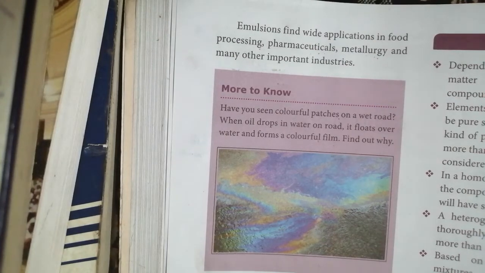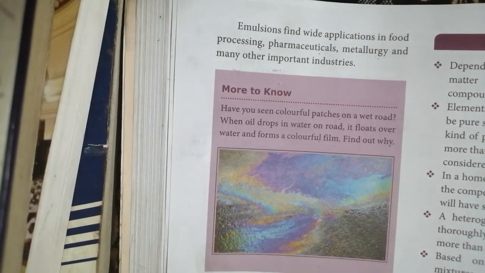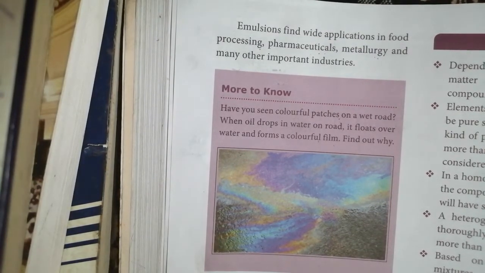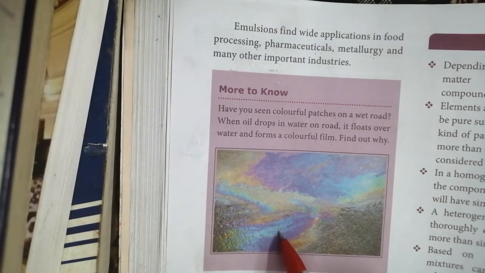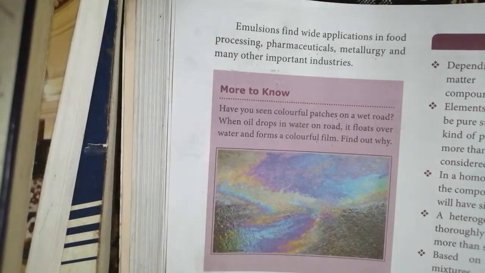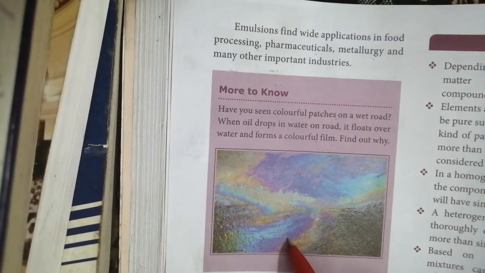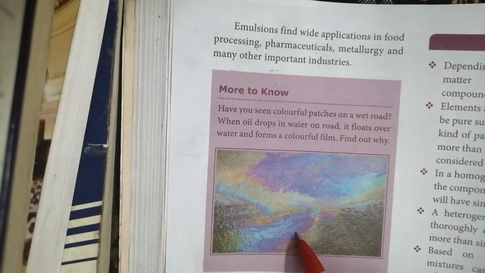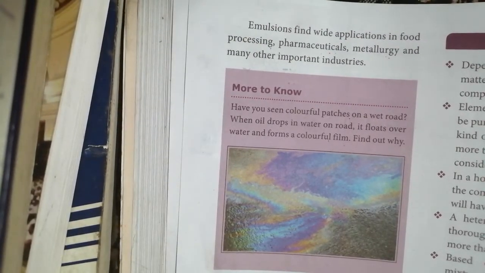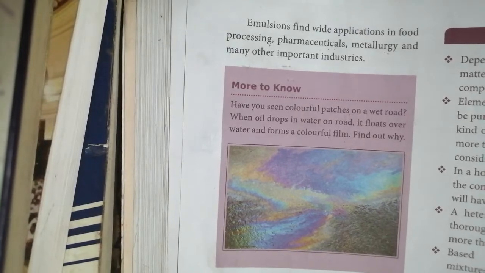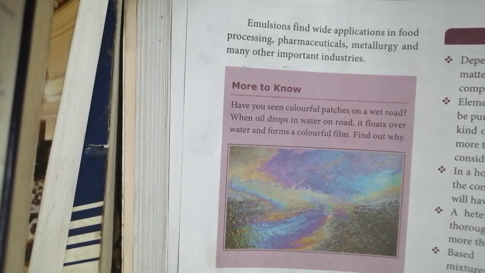When rains come, those petrol or diesel particles float over the water, so that we are able to see these colors. That oil floats over the water, and at that time we can see these colors, right? Because of lesser density. Have you understood? Are you able to study these emulsions? Yes. So now we can discuss the book back questions. This lesson is over, and we are going to discuss the book back questions.